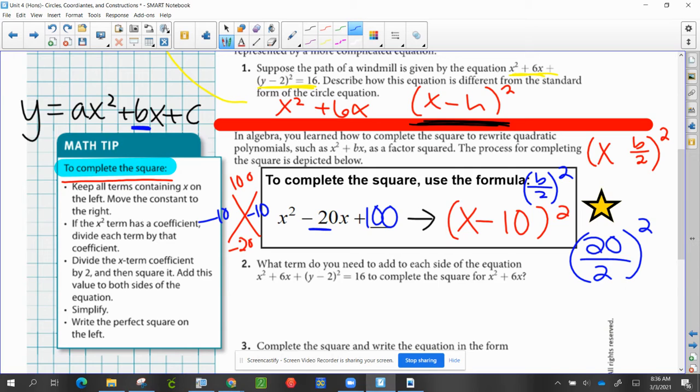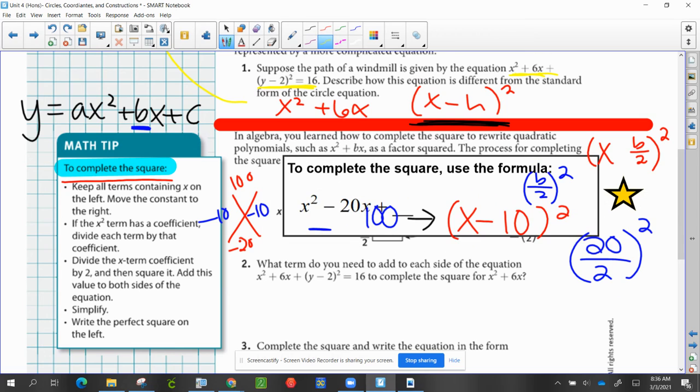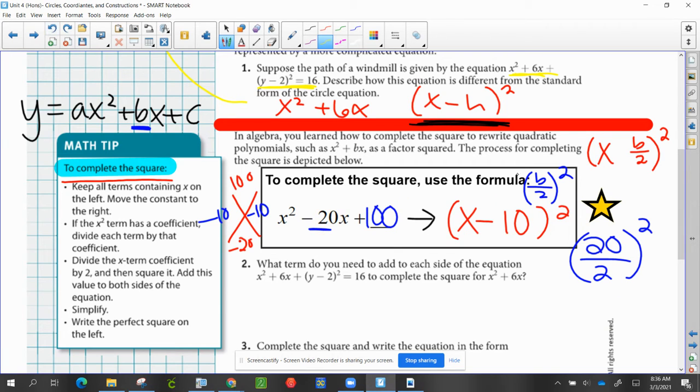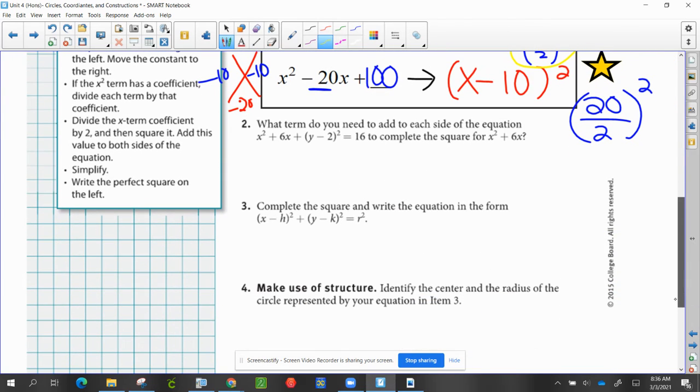Okay, so just remember a couple things. To complete the square, you have to figure out that b over 2 squared. That's going to help us rewrite it as a quantity squared to match our circle formula. Okay, so let's look at that example.